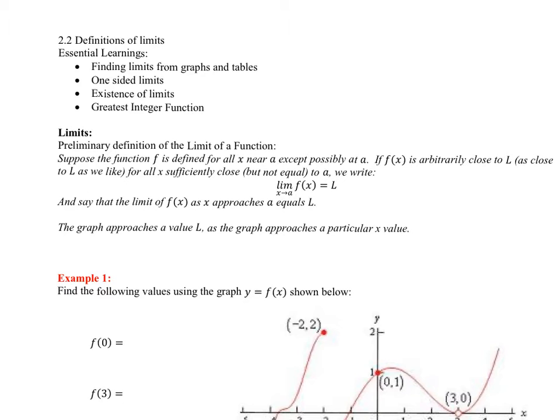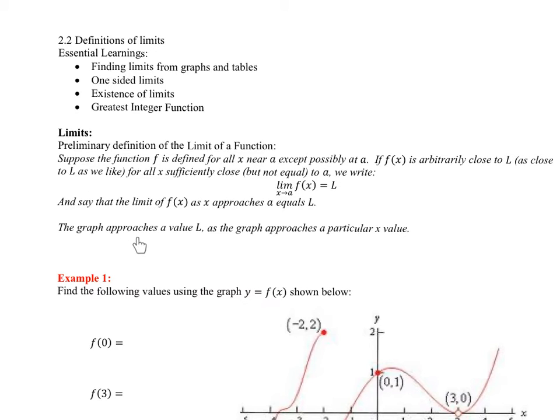So a preliminary definition of limits, or the limit of a function. Suppose the function f is defined for all x near some value a, except possibly at a. If f of x is arbitrarily close, meaning as close to L as we would like, for all x sufficiently close but not equal to a, we write that the limit as x approaches a of f of x equals L.